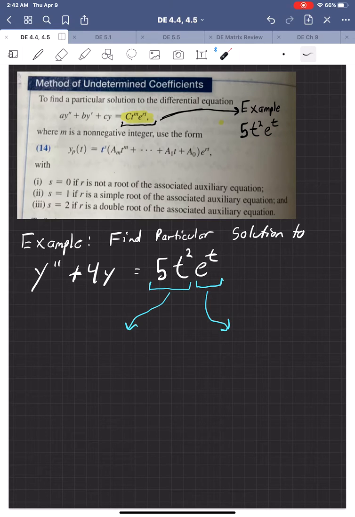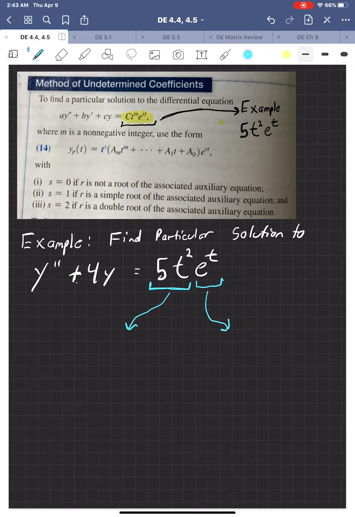Okay, so there are two things we need to address. The first thing is, how do we address the product? And then the second thing we need to address is that we still have those options because you still have an e to the rt. You already saw that there are three options. It's either e to the rt or t e to the rt or t squared e to the rt, and that is still the case, even when there's a product. So now let's take a look at what we have. So we have y double prime plus 4y.